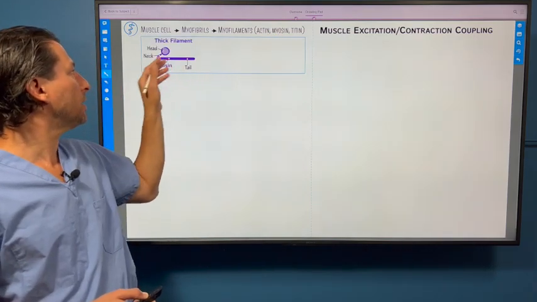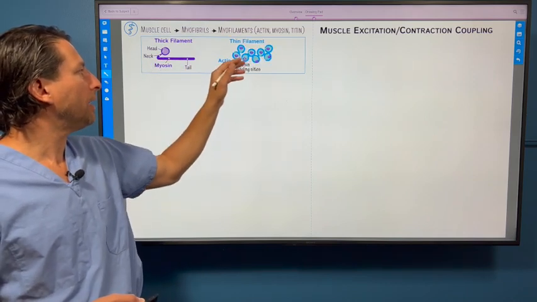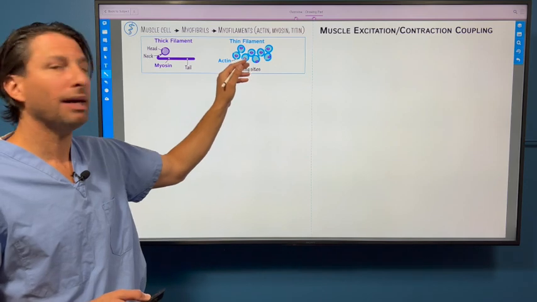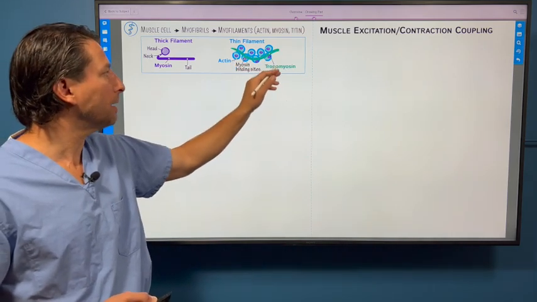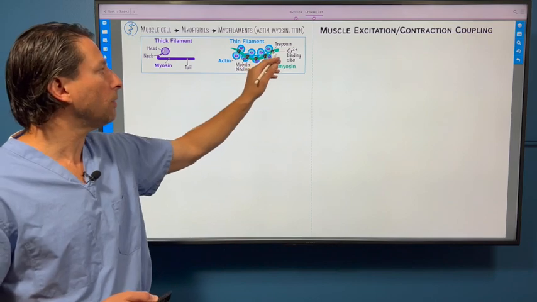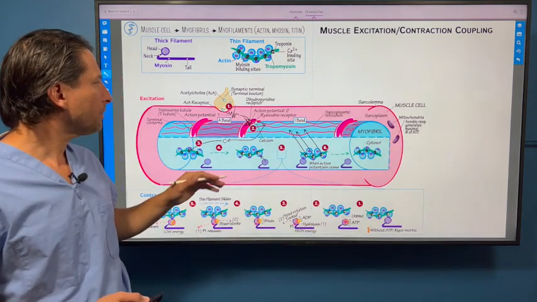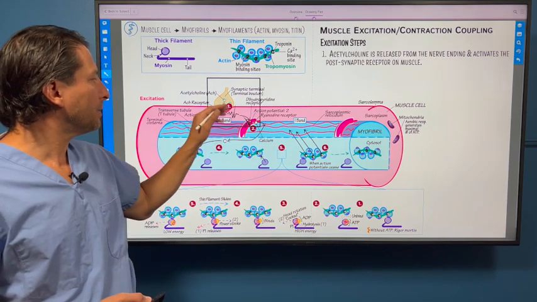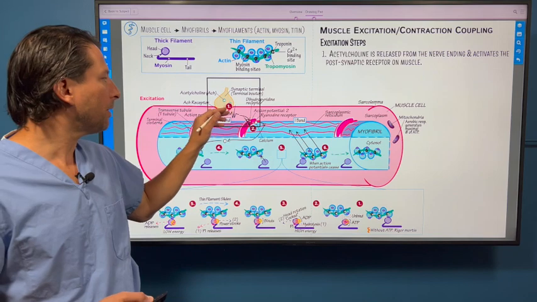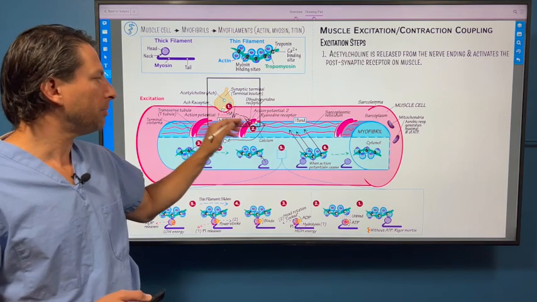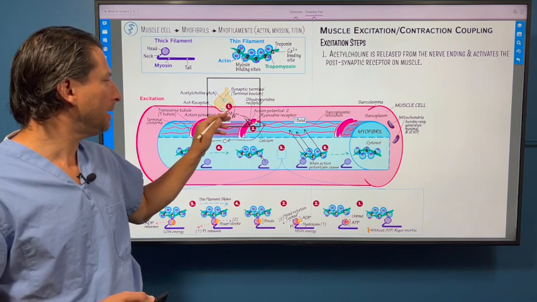This is our representative myosin with its neck and its head here and its tail. And then here is actin with myosin binding sites on it. It also contains tropomyosin and troponin, which has calcium binding sites. So let's see how this works. So acetylcholine is released from the presynaptic cell. We saw how neurotransmitters get released and then picked up at the postsynaptic cell, and that's what's happening here.